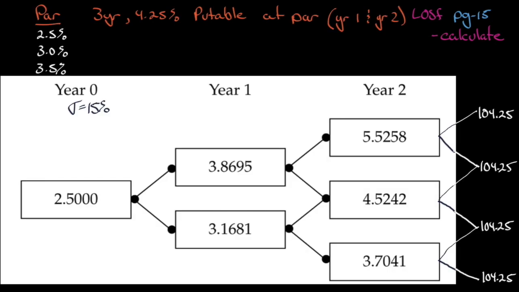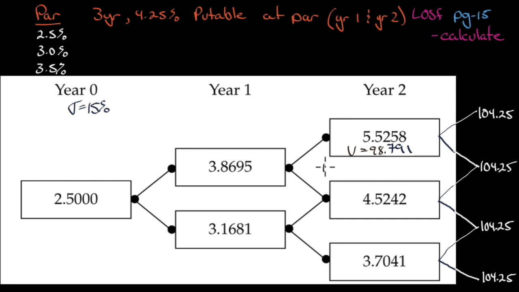Okay, so let's look at a puttable bond now. Pretty much the same thing, except now if the cell has a value below 100, we'll write it up to 100. So we have the same par curve. We're going to assume greater volatility. We got 15% volatility. Here's our forward rate tree. 4.25% bond, puttable at par year 1 and year 2. So let's discount these two back at this rate. We are going to get a value equal to 98.971.